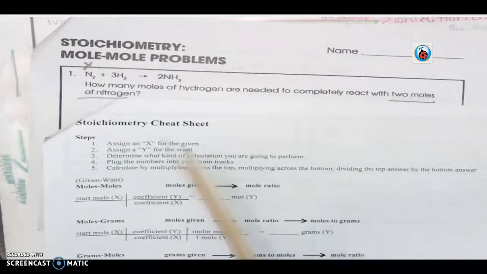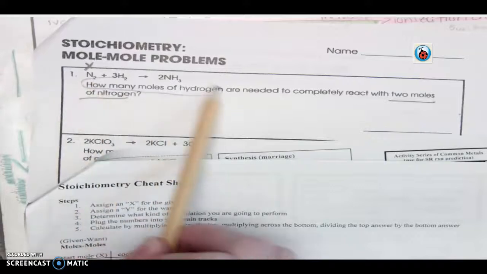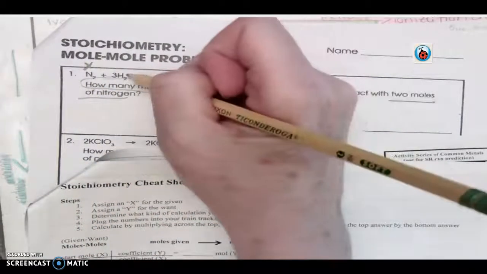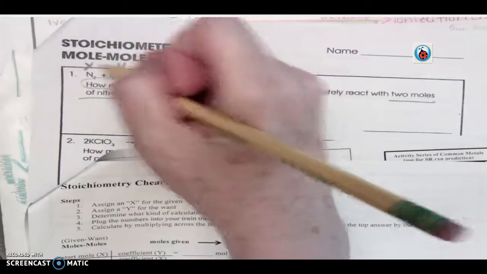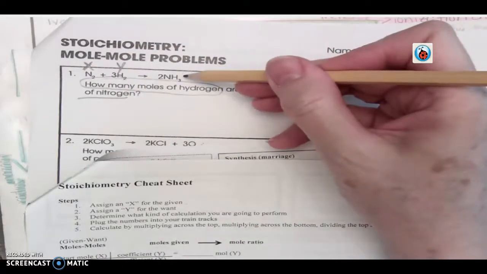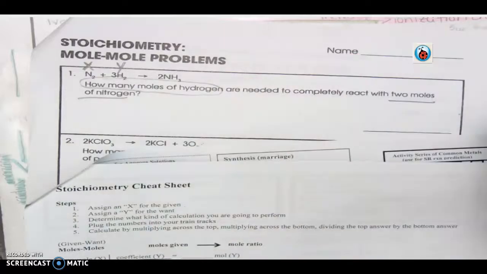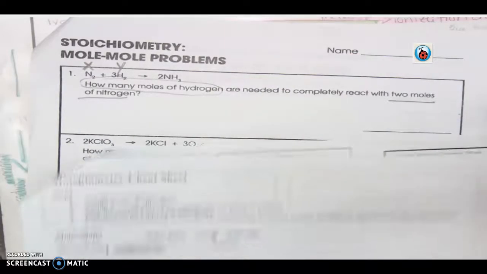Okay, step 2 says we're going to assign a Y for the want. What do I want to know? I want to know how many moles of hydrogen. So here's hydrogen gas, and he gets the Y. Okay, and this is ammonia here. There is a hydrogen in ammonia, but it just says hydrogen. Okay, so it's talking about that hydrogen gas.